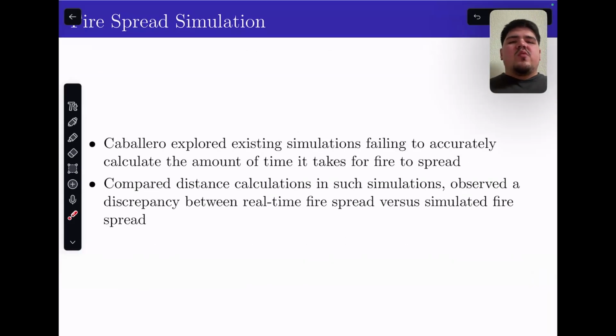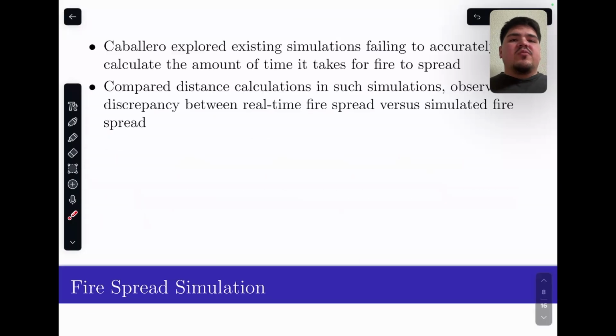Now we're going to go on to a real world example. So geometry has always been used to simulate real life things. In this scenario, they were using it to explain how fire would spread in the real world. So Caballero was doing these simulations and he noticed that it wasn't accurately measuring the amount of time it would take for fire to spread. So he was able to compare his simulations versus some real world fire spreads, and he noticed that it was really different.